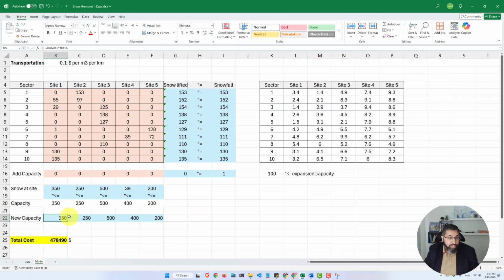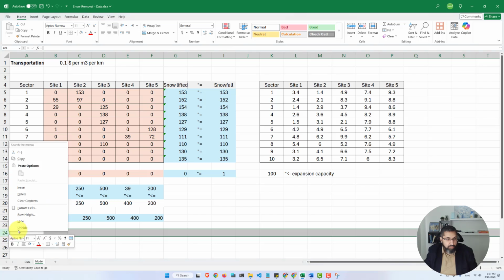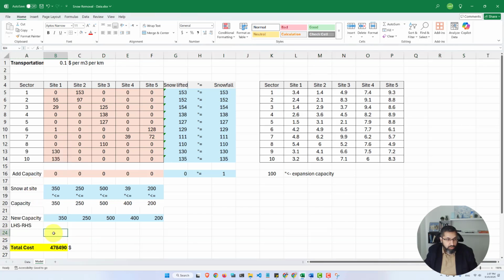Now here's the problem. On this number, snow at site, being less than or equal to this number, now this number has a decision variable right here on the right hand side. So this will not work on Mac. So I have to do the LHS minus right hand side and make it less than or equal to 0.